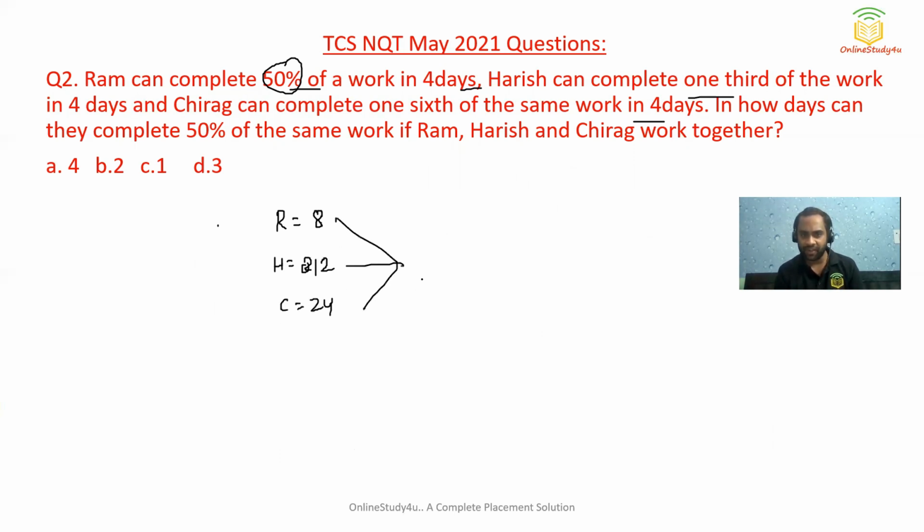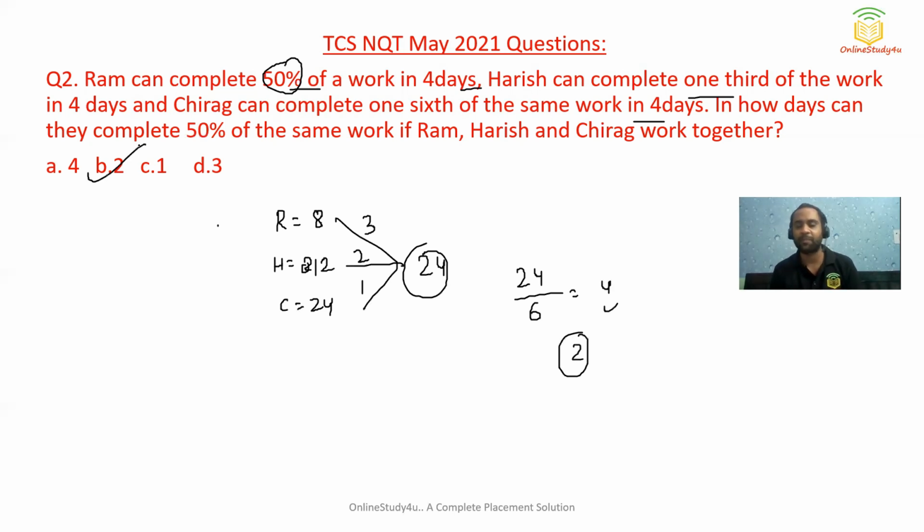Right, now if we take the LCM, so 24. Now 24 divided by 8 is 3, 24 divided by 12 is 2, 24 divided by 24 is 1, total 6. So 4 days for 100% work. 2 days they will be able to complete 50% of the work. So we have used LCM method.